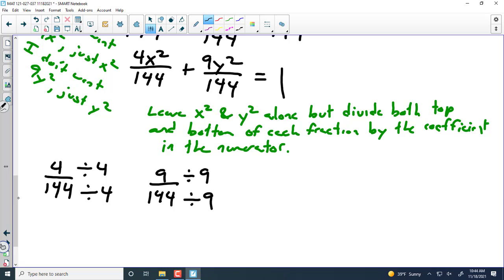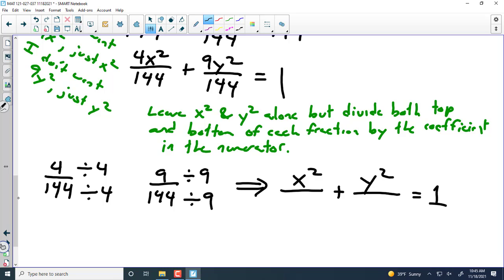This is how you reduce those fractions. This is the only way that's going to get your ellipse in the proper form. Now if you do that, what you'll end up with is just an x squared on top and just a y squared on top. And of course the 1 on the other side.